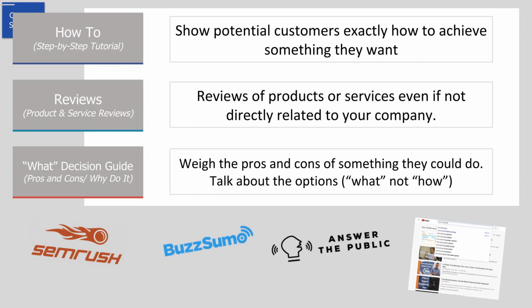Now, this final one is going to be the decision guide. This one can be a little hard, but it's also going to be the most powerful out of the three. And this is where you help your ideal customer weigh the pros and cons of a decision they have to make. So you talk about the different options. It's very important you talk about what they can do, not necessarily how to do it. So this isn't another how-to tutorial.